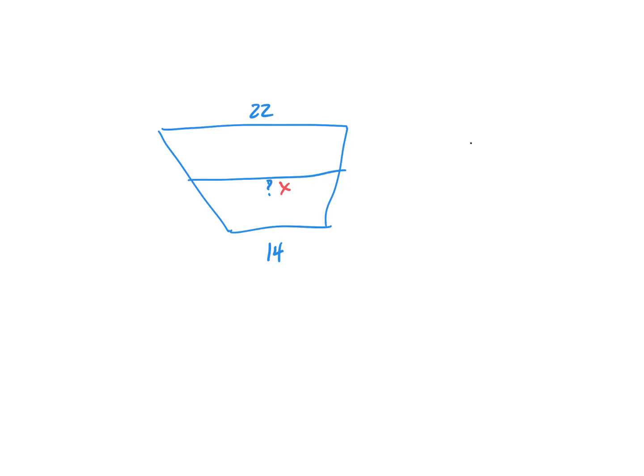So this is a trapezoid. A trapezoid has exactly one pair of parallel lines. The other two sides are not parallel. That's what makes it a trapezoid, okay? They're not parallel at all. They're crooked. So this guy here, the top guy and the bottom guy are called the bases. Base 1 and base 2.